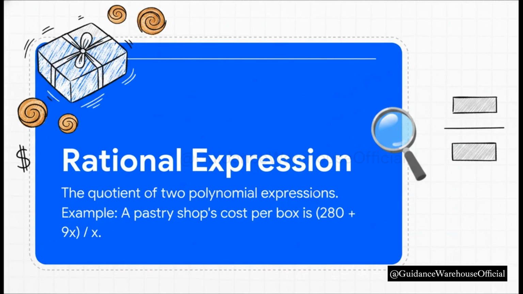Well, the fancy definition is the quotient of two polynomial expressions. But really, all that means is it's a fraction with a polynomial on top and another one on the bottom.